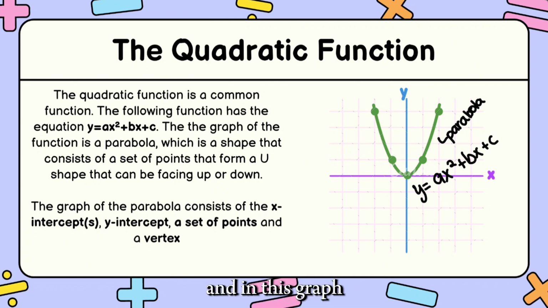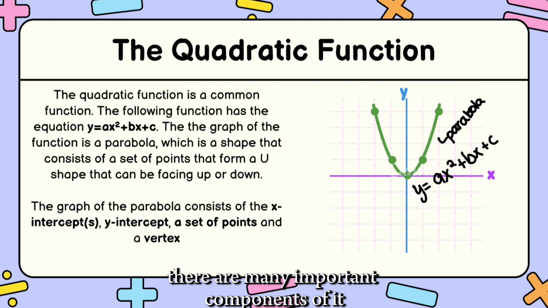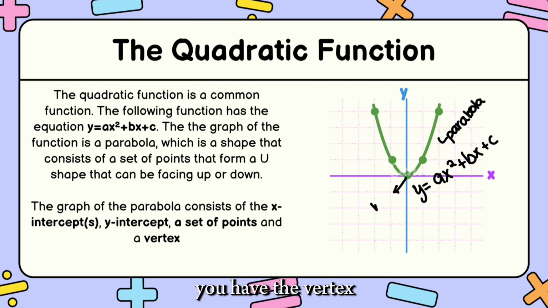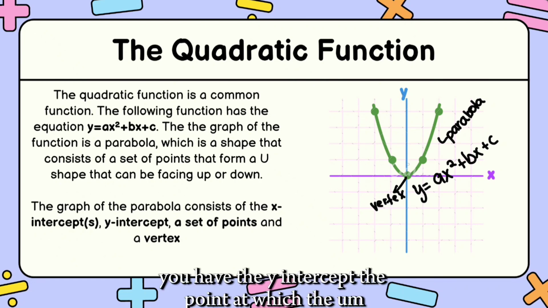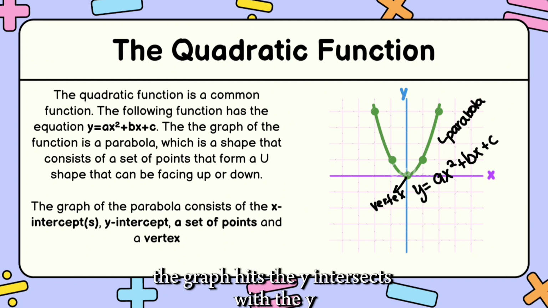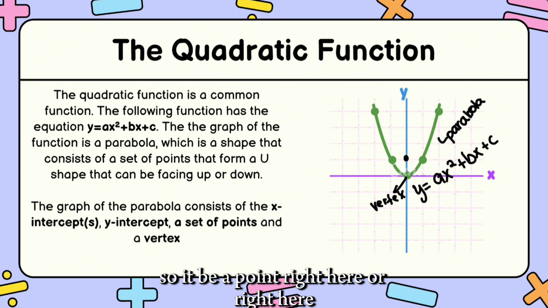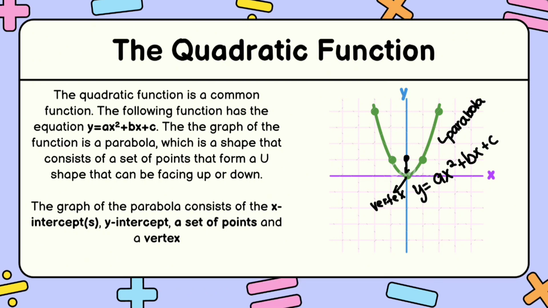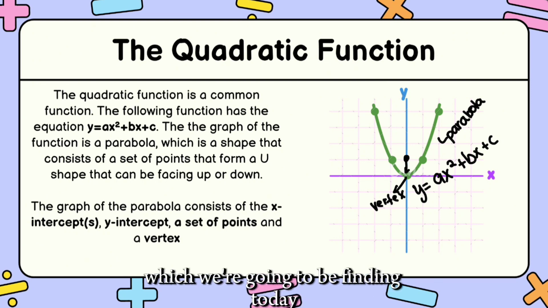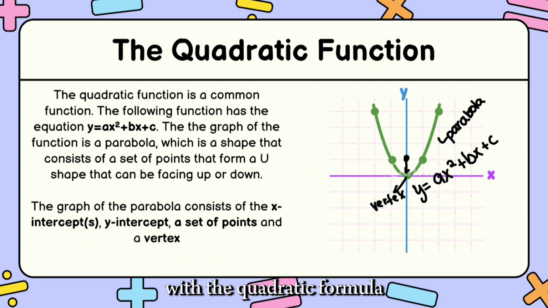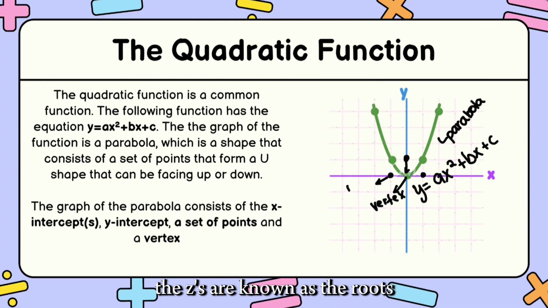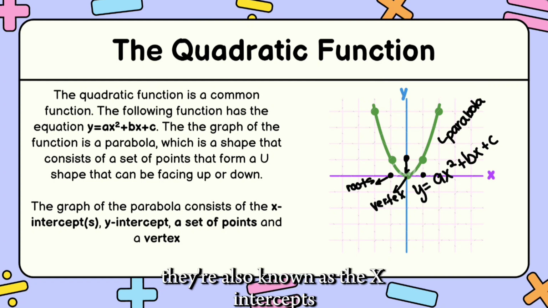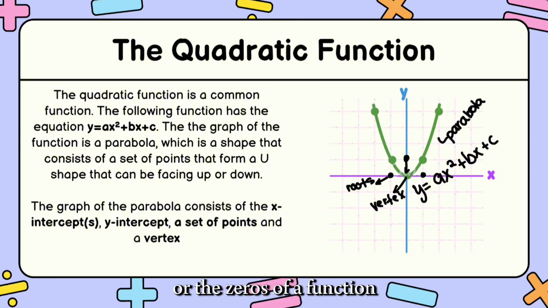In this graph, there are many important components. You have the vertex, which is the main focal point of the parabola. You have the y-intercept, the point at which the graph intersects with the y-axis, so it would be a point right here or right here. You'll also have the roots, which we're going to be finding today with the quadratic formula, which are the points at which it hits the x-axis. So these are known as the roots. They're also known as the x-intercepts or the zeros of a function.